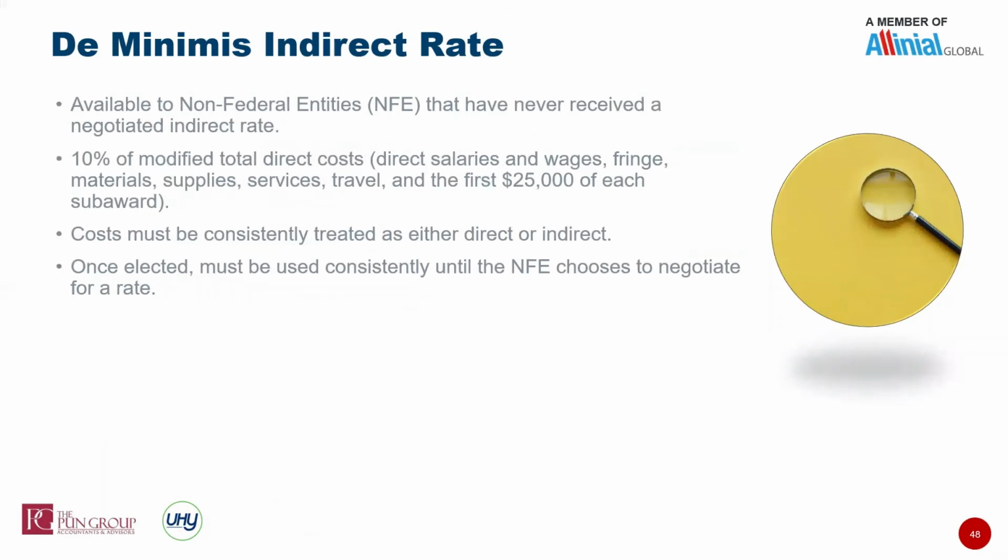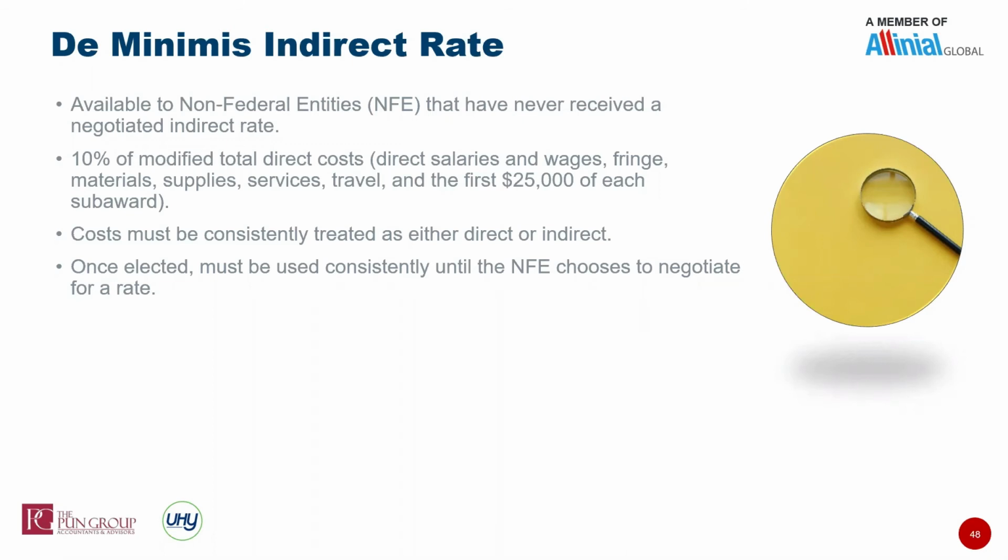Last is the use of a de minimis indirect cost rate. This is available. It's a 10% rate of modified total direct costs. It's available to all non-federal entities that have never received a negotiated indirect cost rate. So if you've had an indirect cost rate negotiated in the past, it's not available. But again, if you have not, then it's 10% of modified total direct costs, which is direct salaries, wages, fringe, materials, supplies, services, travel, and the first 25,000 of each sub-award. So if you're a sub-recipient and you're passing through to other not-for-profits, it'd be 10% of the first 25,000 of that. Costs must be consistently treated as either direct or indirect.